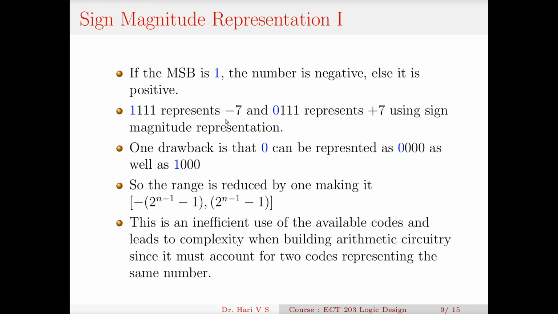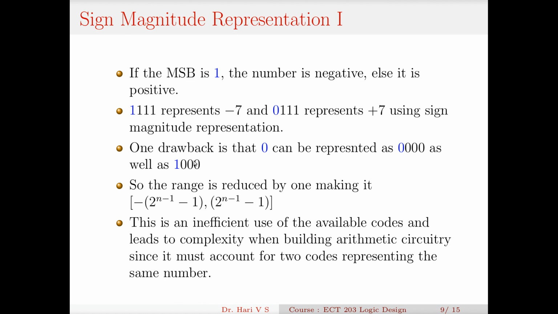Okay. I have a 1, 0, 0, 1 means it's a minus 1. It's a 0, 0, 0, 1, it's a plus 1. So if the MSB is a 1, it's a negative value. If the MSB is a 0, it's a positive value. So one drawback here in this sign magnitude representation is: how can we represent a 0?